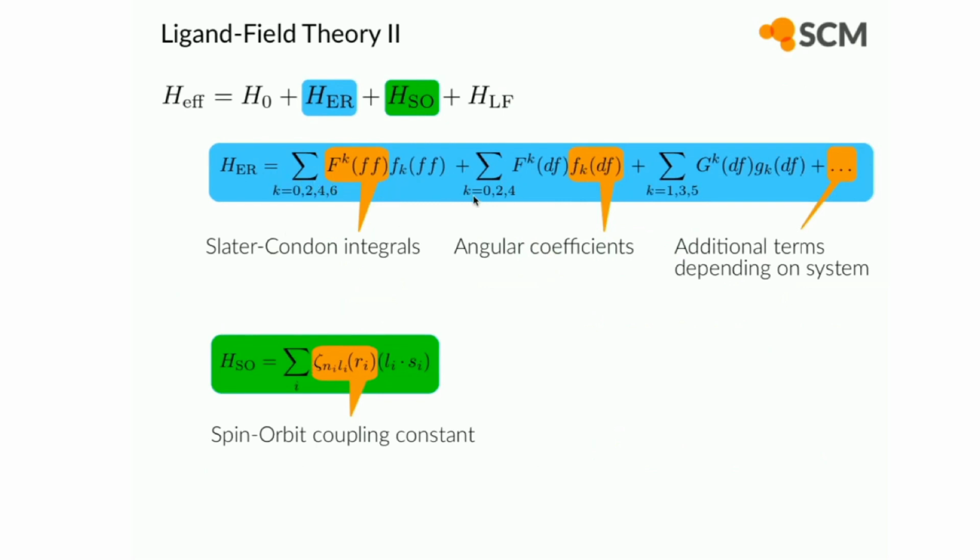So inter-electron repulsion and spin-orbit coupling. The inter-electron repulsion is a 2-electron operator, so it is composed in this way by Slater-Condon parameters, which is a reduced matrix element here, and then an angular part, which is here. And then we have again other terms according to the electron configuration system in which we are working. And then the spin orbit is also defined in a similar way, but only that it is a 1-electron operator, where you have again a spin orbit coupling constant, and then an angular part, which is defined here as L times S.